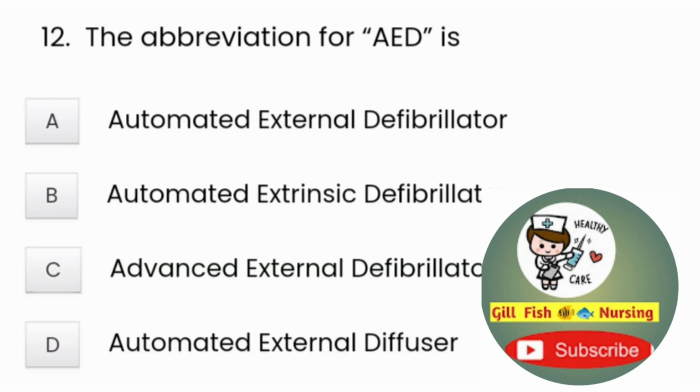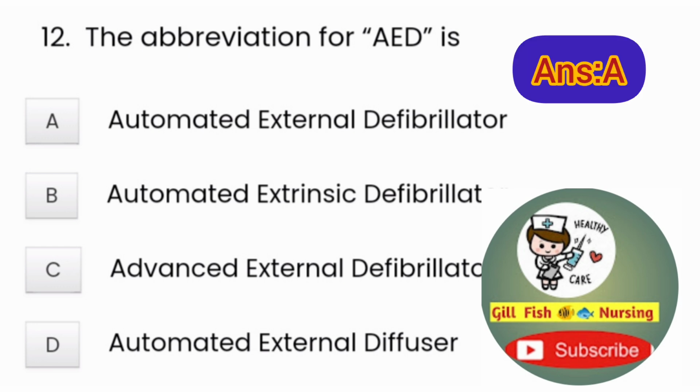Next question. The abbreviation for AED is: option A, automated external defibrillator; option B, automated external defibrillator; option C, advanced external defibrillator; option D, automated external diffuser. So what is the correct answer? Can you guess that? Yeah, you know everything. That is option A, automated external defibrillator, is the correct answer.